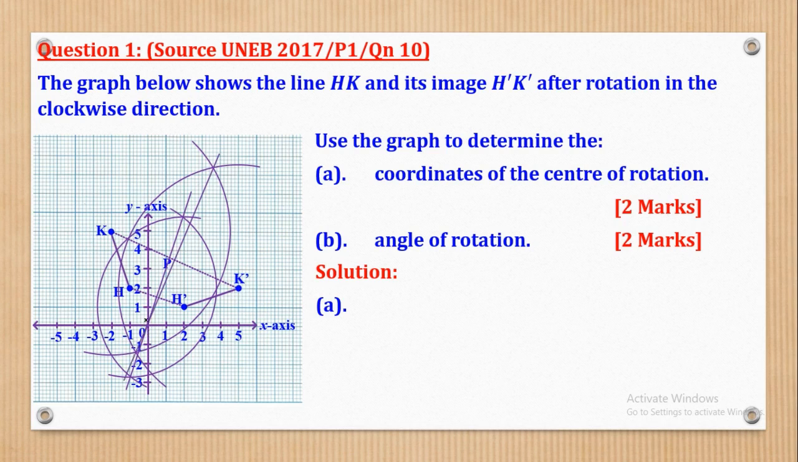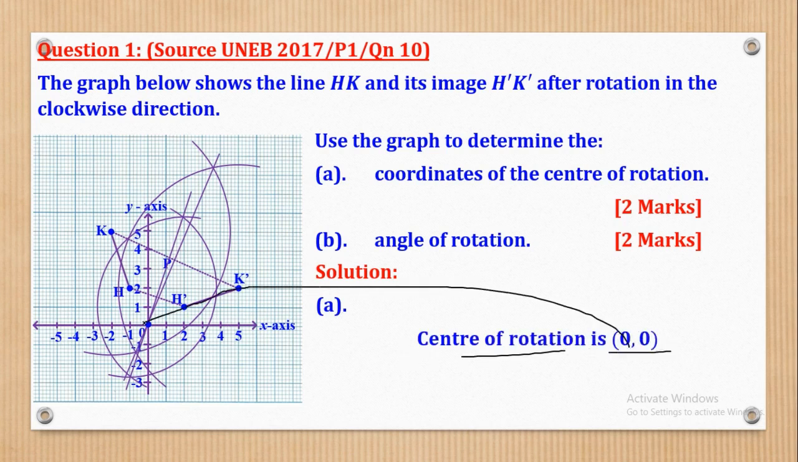So you realize that these 2 lines intersect at the origin. That means that the center of rotation is the origin, which is 0, 0. So you come and say the center of rotation is 0, 0, which you have got here. Part B, they want the angle of rotation.